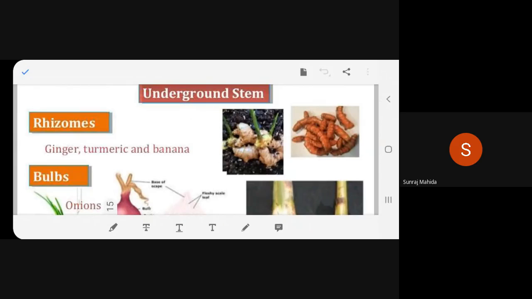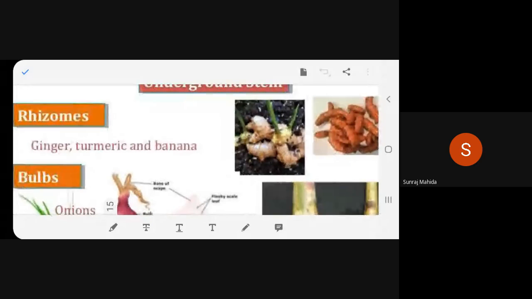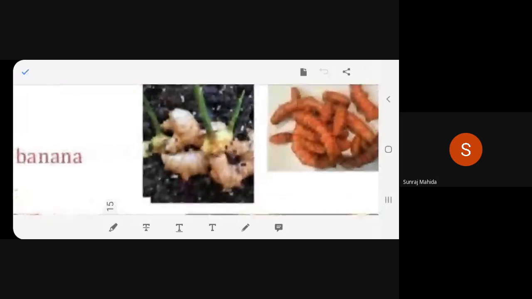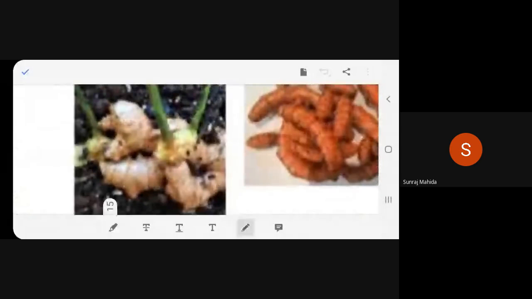Now we come to tubers or the underground stem. First we take rhizomes. So you can see over here, this is ginger and this is turmeric. Can you see this? Turmeric. Can you see the lines over here, beta?